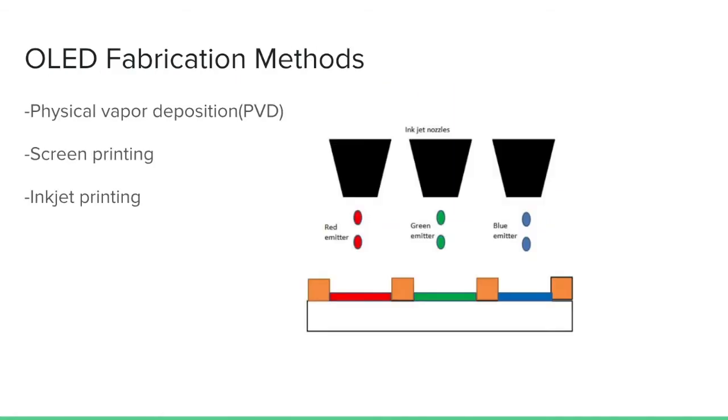The next part we'll go into is OLED fabrication methods. The first one is PVD, physical vapor deposition. It's a group of vacuum coating techniques used to deposit thin films of various materials on different surfaces. This technique is based on the formation of vapor of the material to be deposited as a thin film. The material in solid form is either heated until evaporation through thermal evaporation or sputtered by ions in a technique known as sputtering.